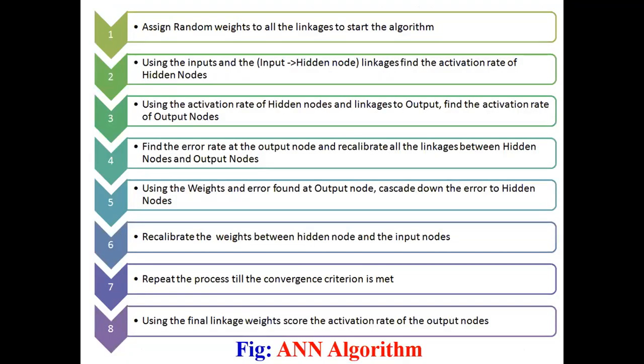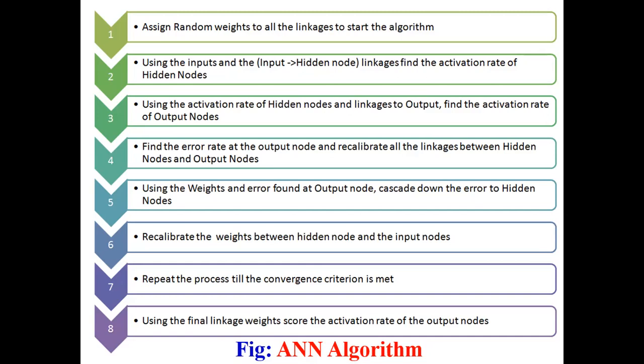So the same steps that I have explained are available in this ANN algorithm. Assign random weights to all the linkages to start the algorithm. Using inputs and the hidden linkages, find the activation rate of hidden nodes. Using the activation rate of hidden nodes and the linkages to output, find the activation rate of output nodes. Find the error rate at the output node and recalibrate all the linkages between hidden nodes and output nodes. Using the weights and error found at the output node, cascade down the error to hidden nodes.